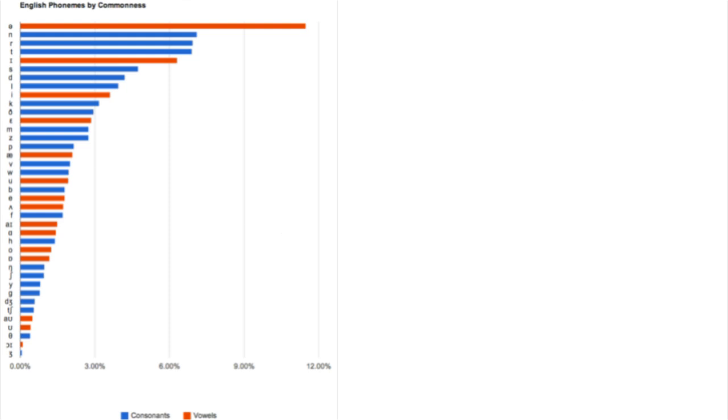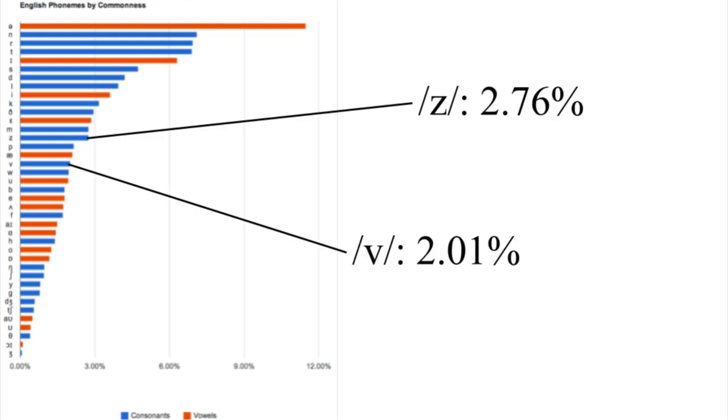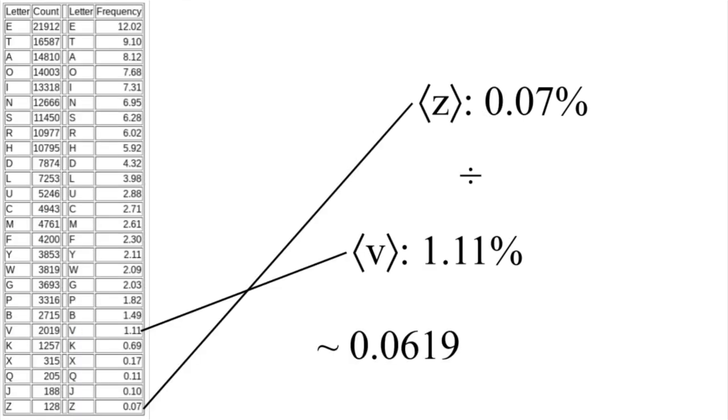In English, the sound z is a little over 33% more common than the sound v. That's in speech overall, not in vocabulary. But the letter z used to spell it is over 12 times less common than the letter v. Why is this? Well, obviously you know why this is.